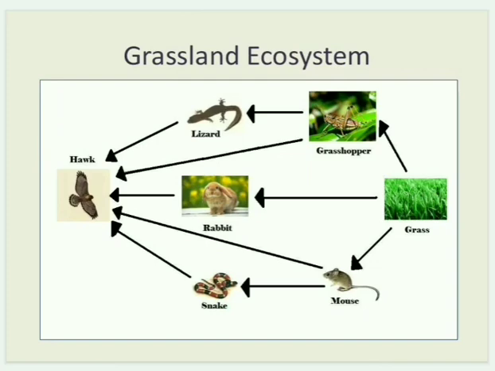Then coming to the food chain: grass will be eaten by grasshopper, by lizard, by eagle. Or I can write grass eaten by rabbit, eaten by hawk. Any one food chain example you can give.